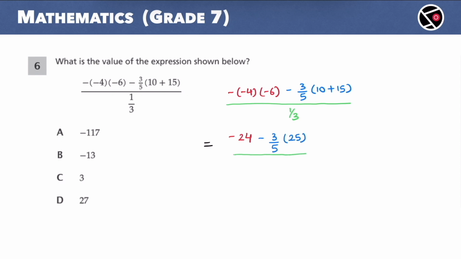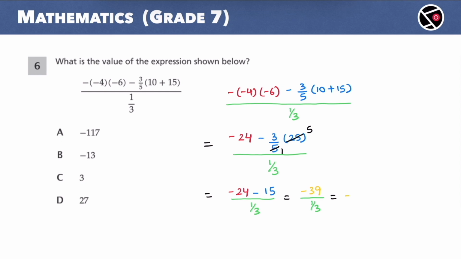Divided by 1/3. Cancelling out the common factors, we have 5 1s are 5, 5 5s are 25. And we get minus 24. Minus 3 5s are 15, divided by 1/3. This is minus 24 minus 15, which is minus 39, divided by 1/3.